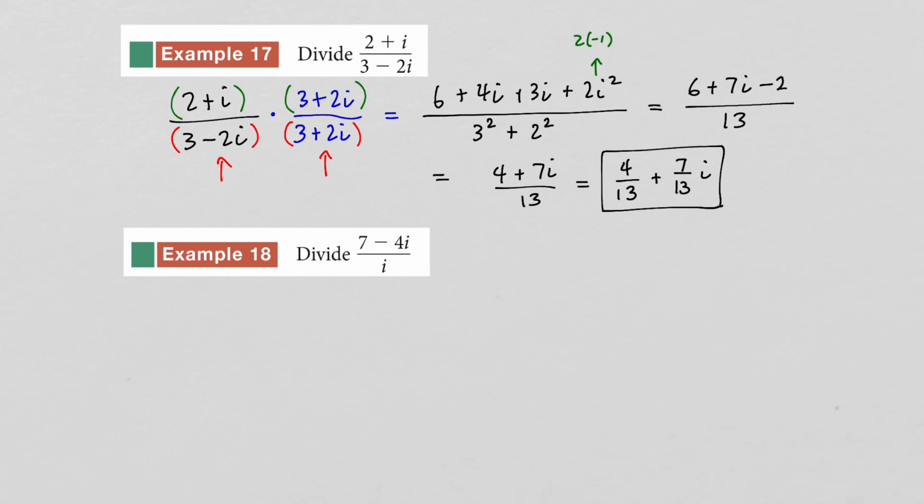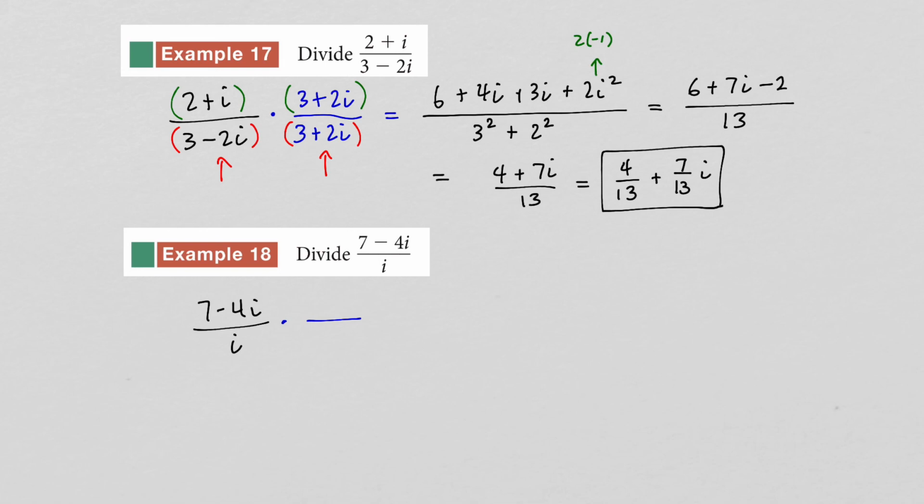And for our final example, it is essentially the same thing. However, sometimes students can get a little bit confused when you have something simple. So how do we divide these? Well, again, we don't divide. We are going to multiply the numerator and the denominator by the conjugate of the denominator.